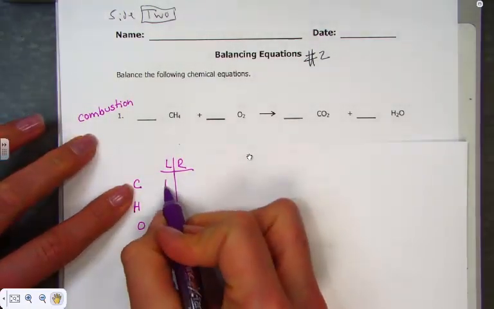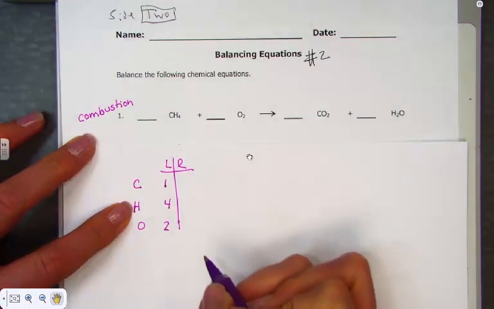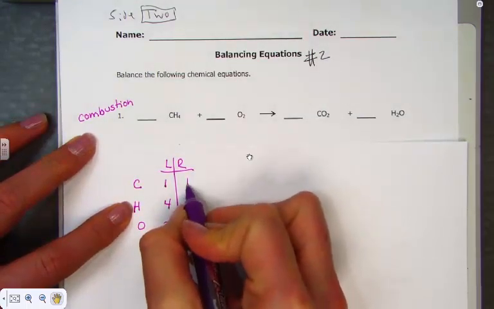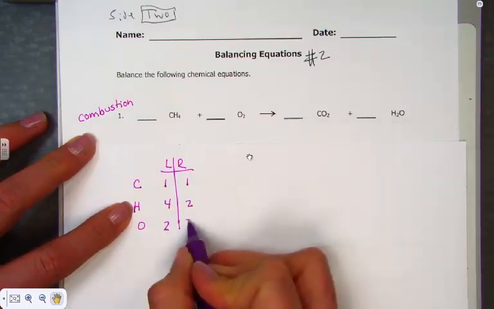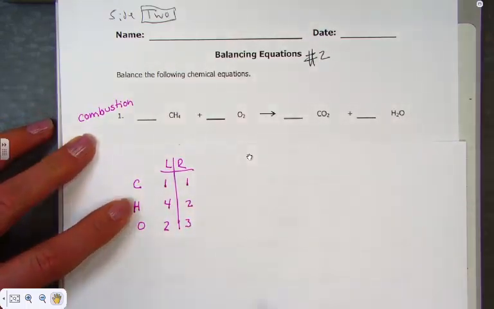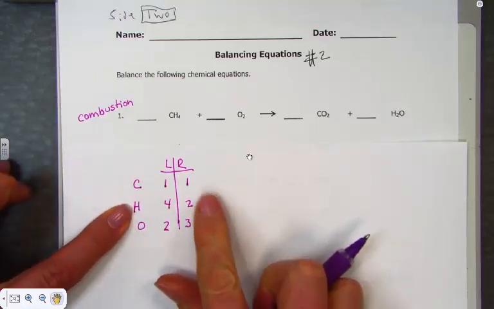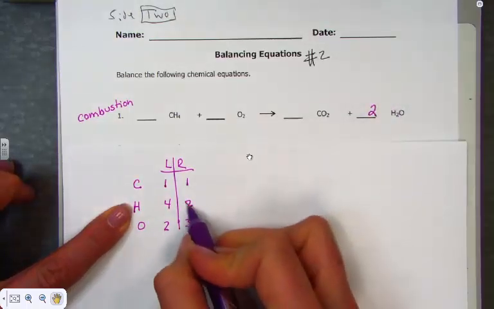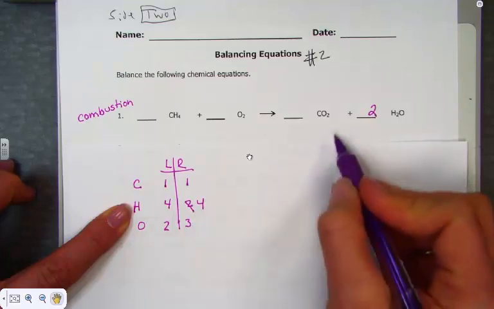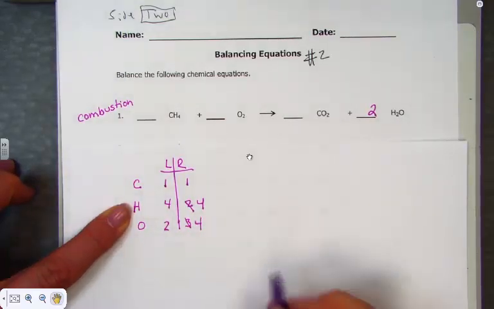Let's tally. 1 carbon, 4 H's, and 2 O's on the left. 1 carbon, 2 H's, and a total of 3 oxygens on the right. The carbons look good, so we turn our attention to hydrogens. We need to double the product side. By doubling the product, let's repair the T-chart. 4 H's and 2 plus 2 is 4 O's.